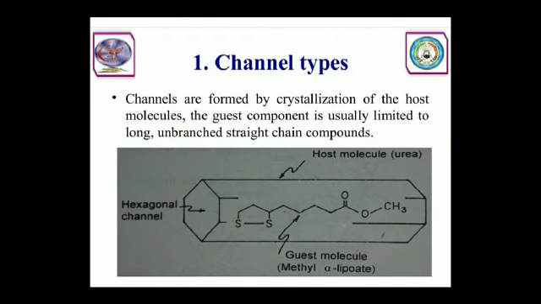The first type of inclusion complexes is the channel type. These channels are formed by the crystallization of host molecule and guest component, usually limited to long unbranched side chain compounds. By observing the following diagram, it forms a needle-shaped crystal of hexagonal channel complex formed by methyl alpha lipoate with urea as a host.